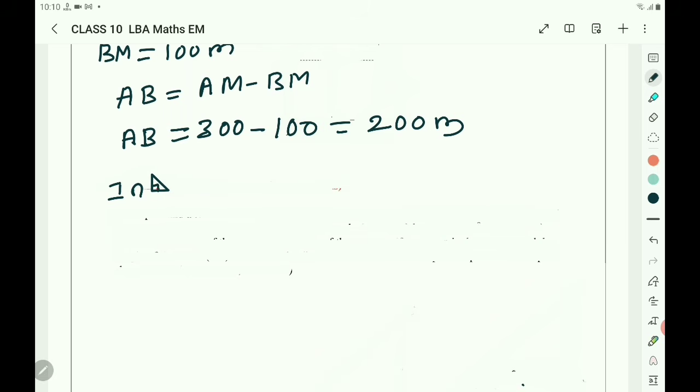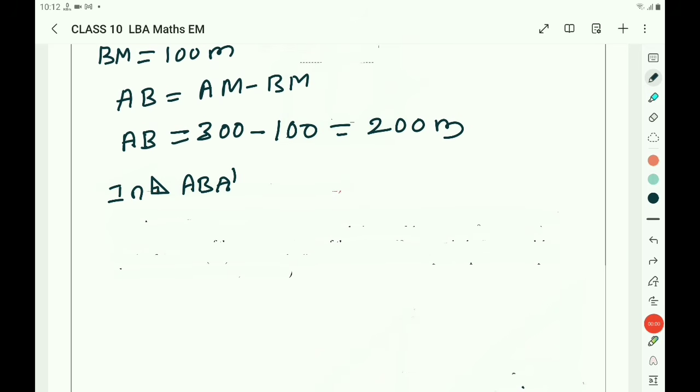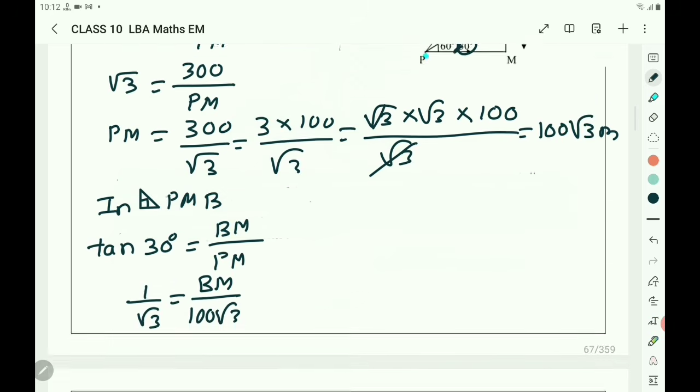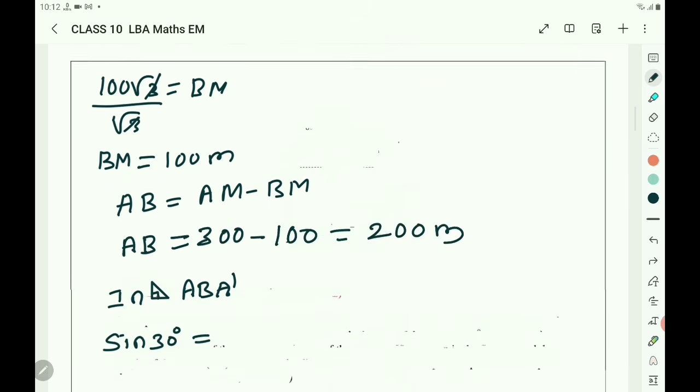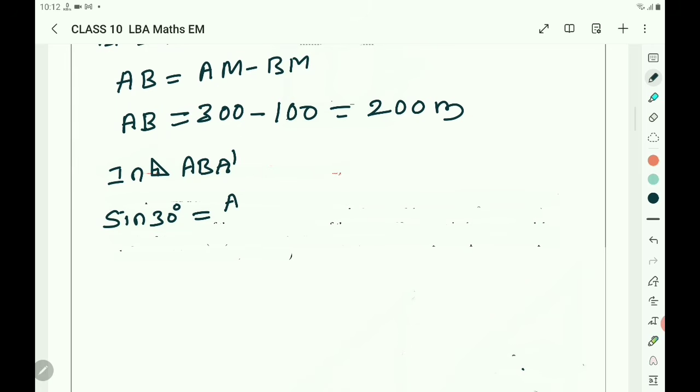In the right angle triangle ABA dash, sin theta, that is sin 30 degree, is equal to opposite side AB by hypotenuse A dash B. Then sin 30 degree, sin 30 is 1 by 2.